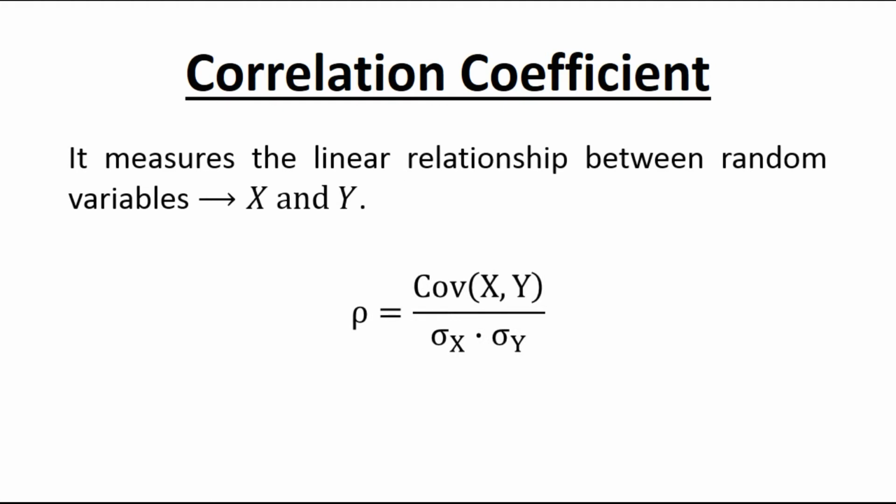Formula of correlation coefficient is covariance between x and y whole upon standard deviation of x times standard deviation of y.